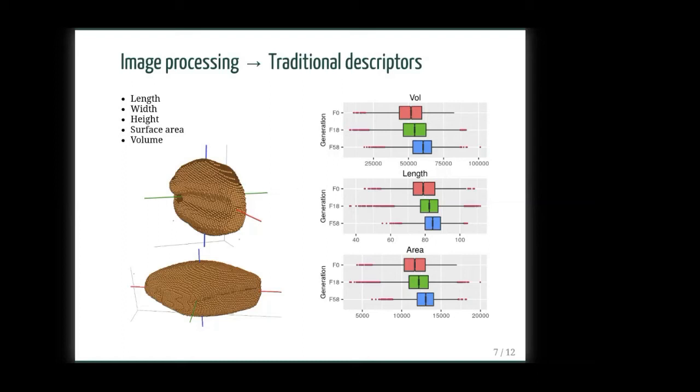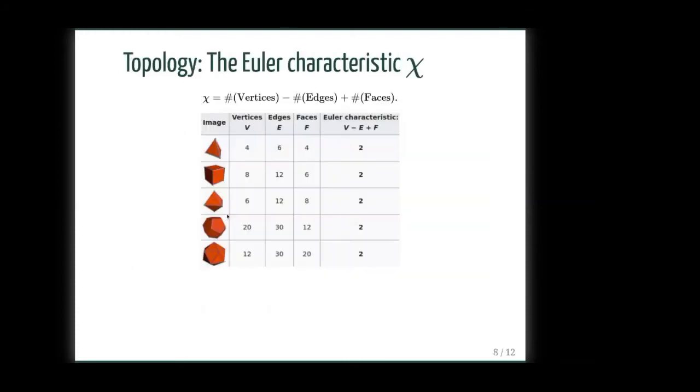But we can do more. And when you say shape, you can say length, width, height, surface area, volume of these grains, but how do you measure this, like barley in the middle? So we turn to topology, and topology is the mathematical abstract way of thinking of shape.